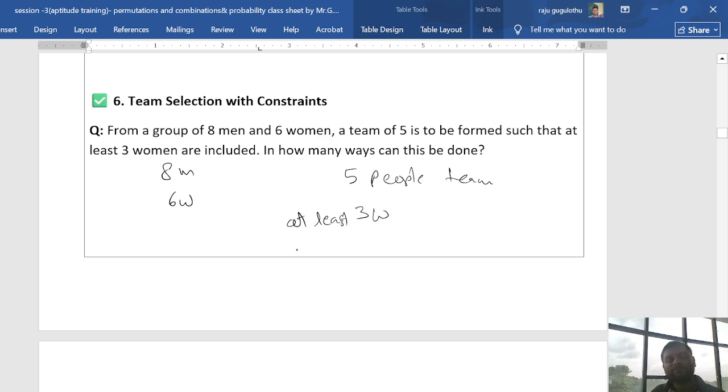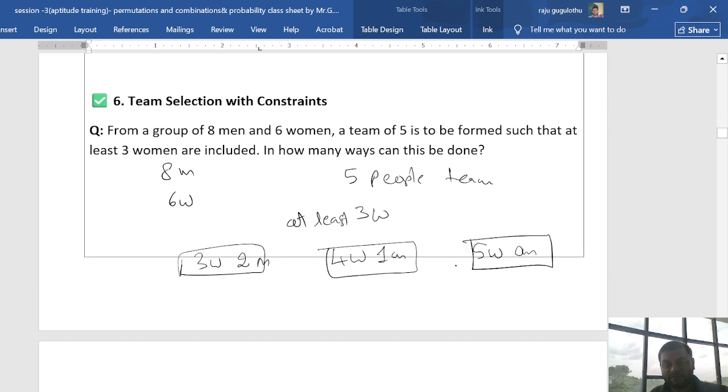Guys, at least 3 women means we will be having 3 women and 2 men to form a 5 member team. We will be having 4 women and 1 man, a 5 member team. We will be having 5 women and 0 men, which is also a 5 member team. So we will be calculating combinations and we will be adding them.